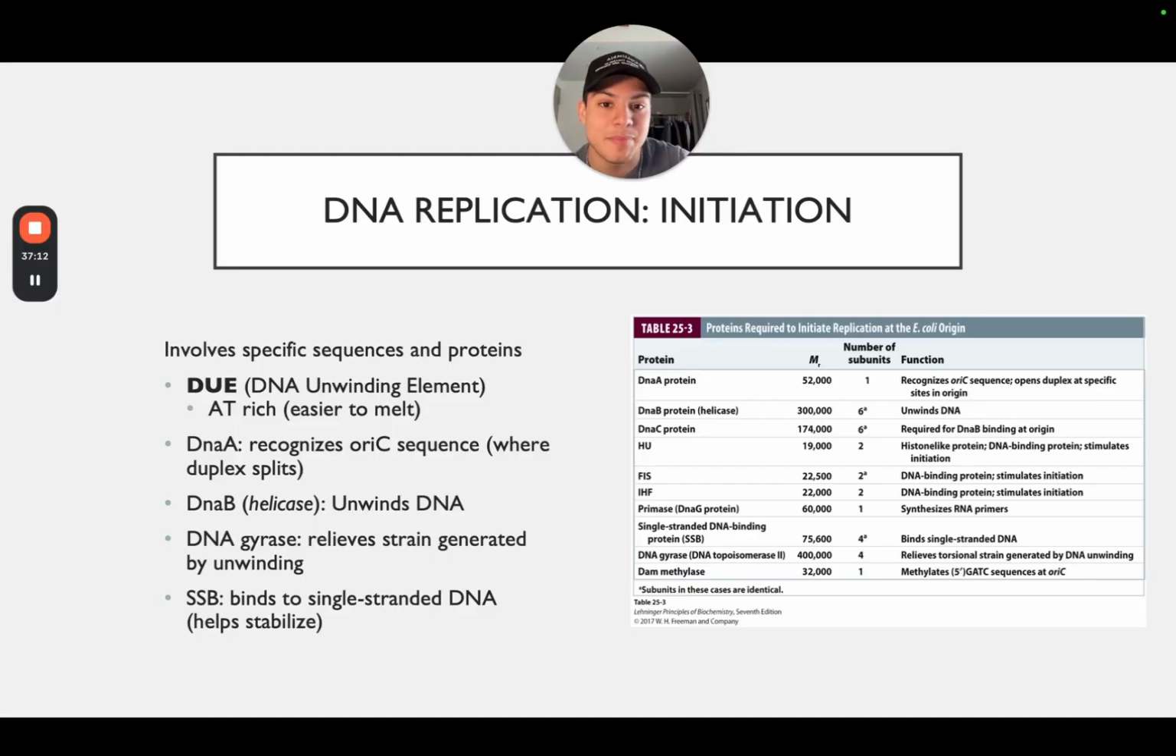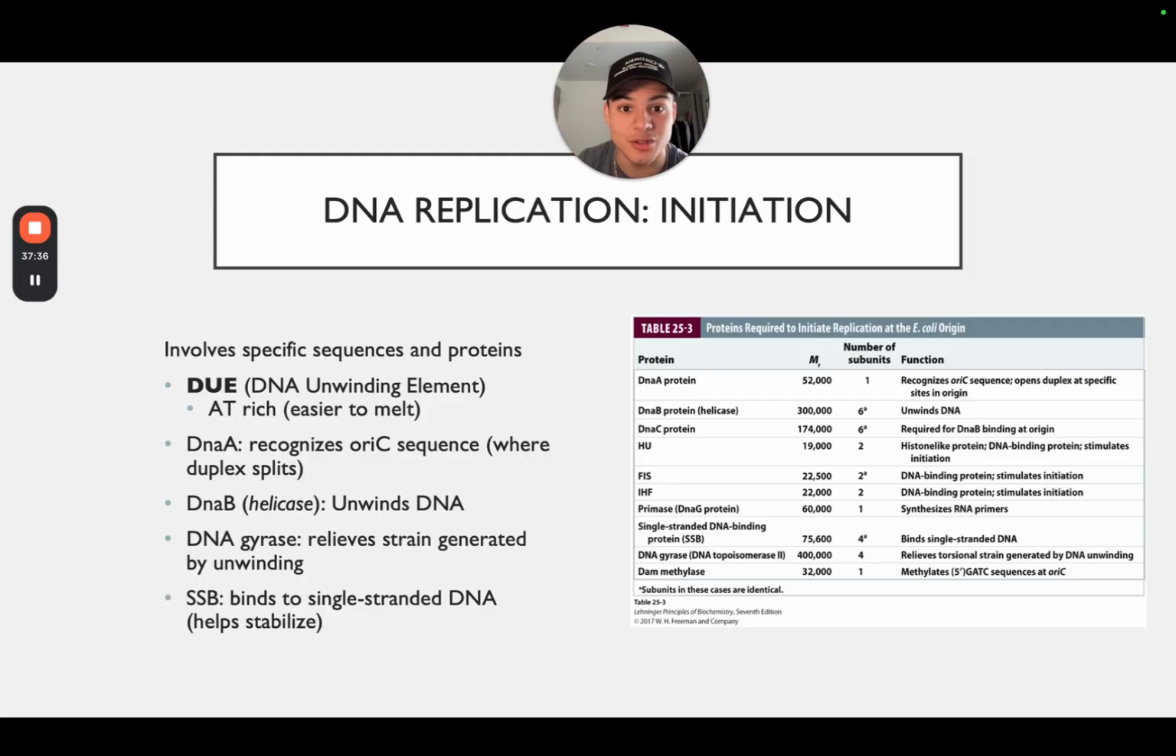And then DnaB is helicase, and it unwinds the DNA even more. It's kind of helping break apart all the DNA strands from the start. And then DNA gyrase relieves the strain generated by unwinding. So remember, when the DNA unwinds, it's going to become underwound, and that means that there are fewer base pairs per turn. There's going to be from 8 to 7, right? These are just made up numbers, but it's going to be underwound, and that creates torsional strain.